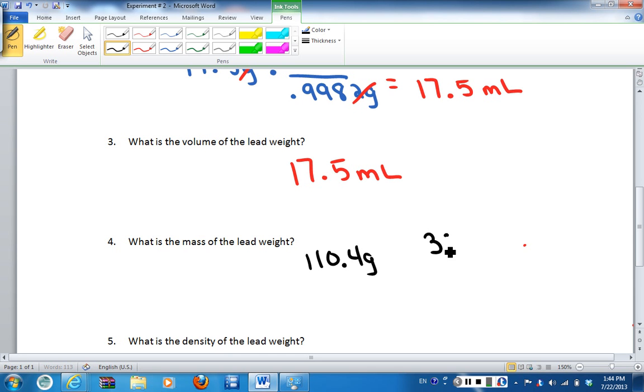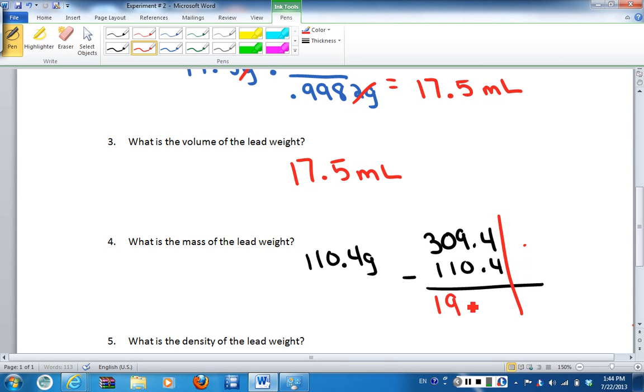So we would have 309.4 grams, and we would subtract the initial reading, which is 110.4 grams. Okay. Now again, because this is a subtraction problem, we have to line up our decimal place, and we have to draw our line to show where our significant figures are going to cut off. Okay, so when we do this, we end up getting 199.0 grams. So 199.0 grams is the mass of the lead weight.